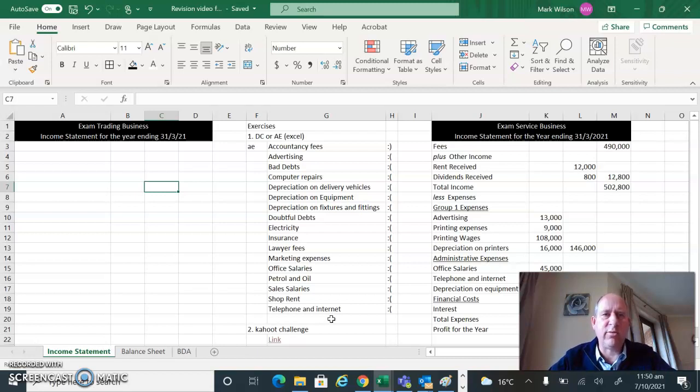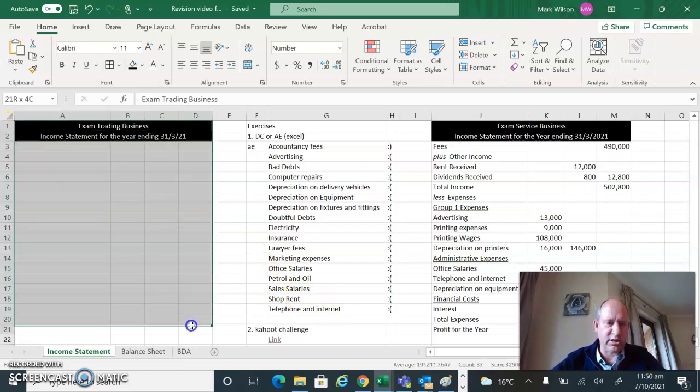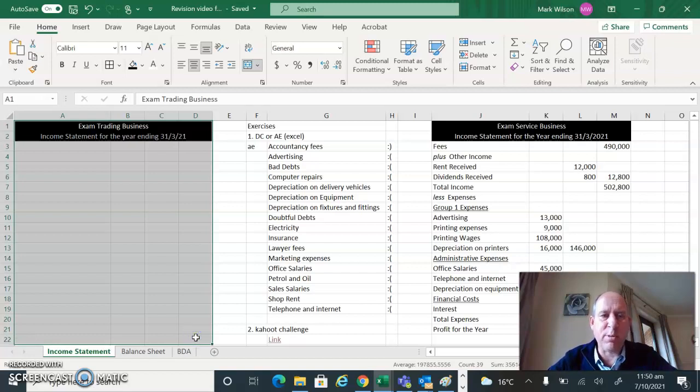Wilson, just looking at revision for Level 2 Business. This is the first video, and the idea of this one is to get a good example of what it's like to do the income statement. We're starting off with a trading business, so we're just going to draw your attention to this part here and do this part. So the income statement, the purpose of this is to calculate the profit.